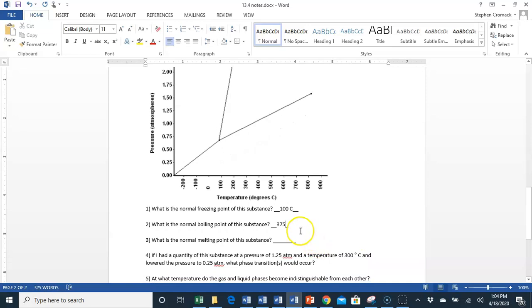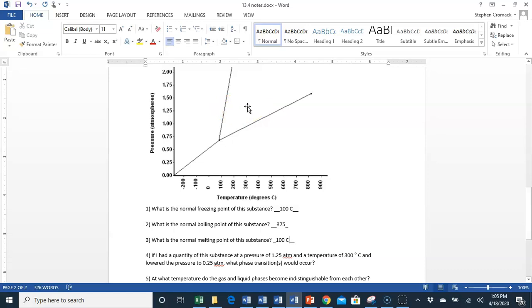Next question is, what's the normal melting point? Well, melting and freezing occur at the same temperature, same thing as boiling and condensation. So at that 1 atmosphere, it's also going to be 100 degrees Celsius. I also get a couple other questions. If I had a quantity of this substance at a pressure of 1.25 atmospheres, so there's our pressure, and a temperature of 300 degrees Celsius, I'm right about here, so our substance is a liquid.